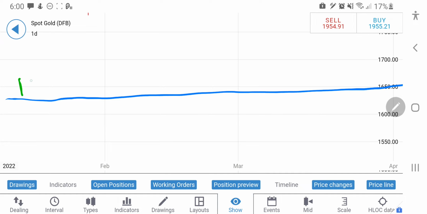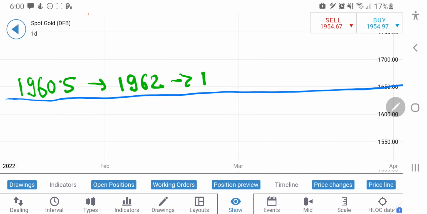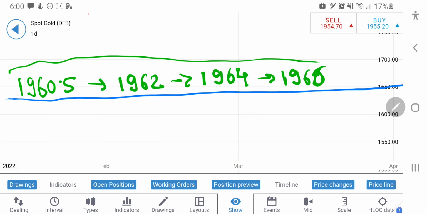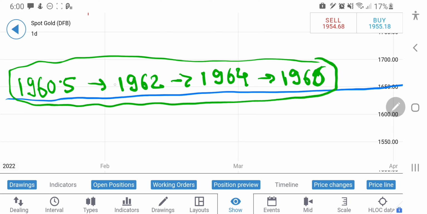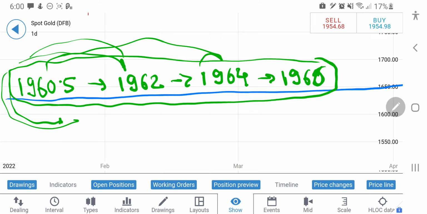One can go long once it crosses 1960.5. It has got nearest resistances at 1962, 1964 and 1966. In between this, it can reverse at any point of time from these levels. So it is possible that it achieves a high, comes back again on the downside, achieves a high, comes back again on the downside. Anything is possible. So trade with stop loss till these levels.